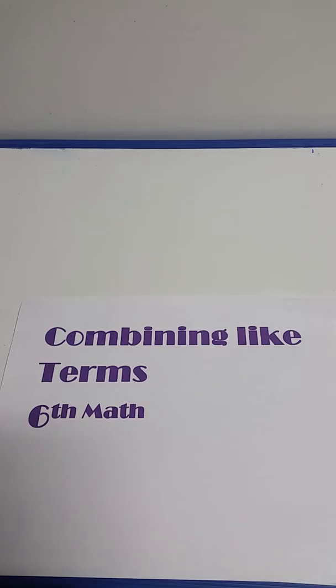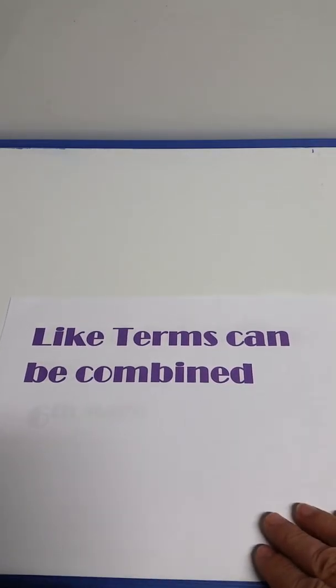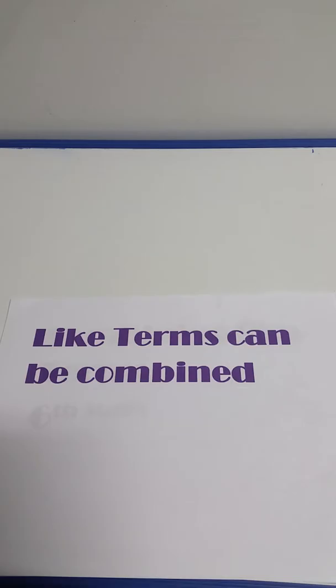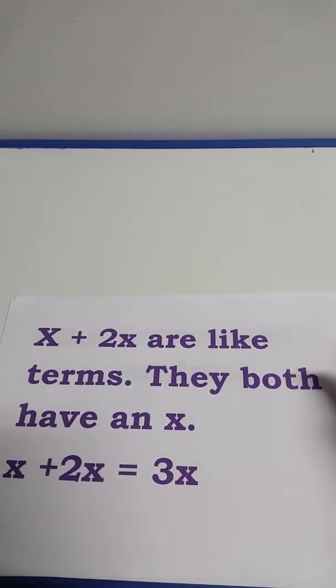Okay, here's our video on combining like terms. And we did terms when we did expressions. So just remember, like terms can be combined. So for example, let's say we had these two terms, x plus 2x.